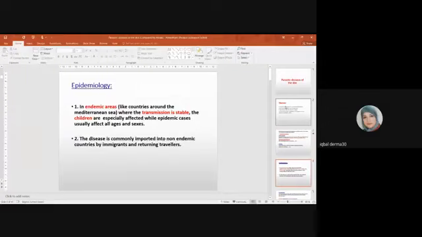A few points about the epidemiology of leishmaniasis. First, an endemic area is where the transmission is stable. The most commonly affected persons are children, because of exposed body parts and the presence of the vector. Children are most commonly affected in endemic areas, while in epidemics, all ages and both sexes are involved. An endemic area is where the disease is common. While in non-endemic countries, the condition comes from immigrants and returning travelers.